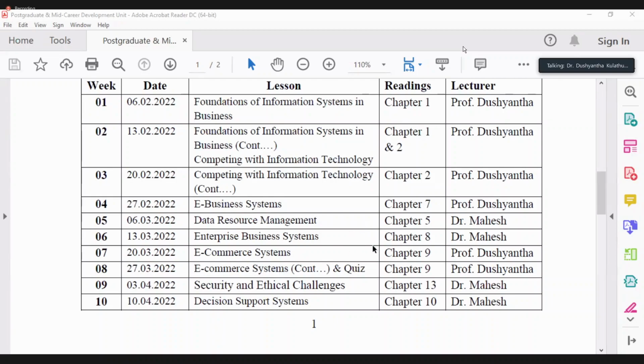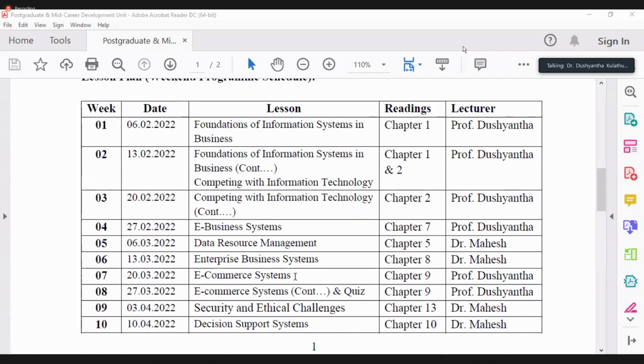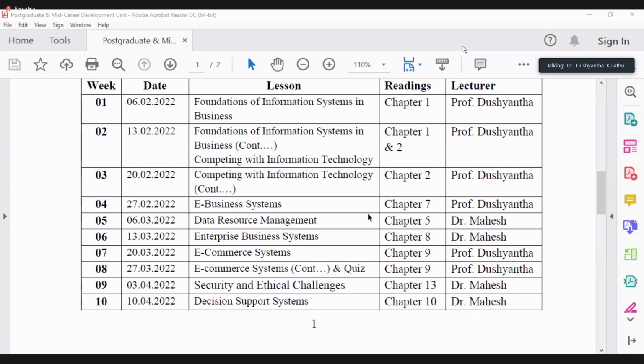I think there will be some sort of practical applications involved in the data resource management chapter. So we will have to think about how we can handle it if we continue with the online sessions. Then I will be coming back in week 7 for chapter 9, that is electronic commerce systems, and that will be continued on week 8.